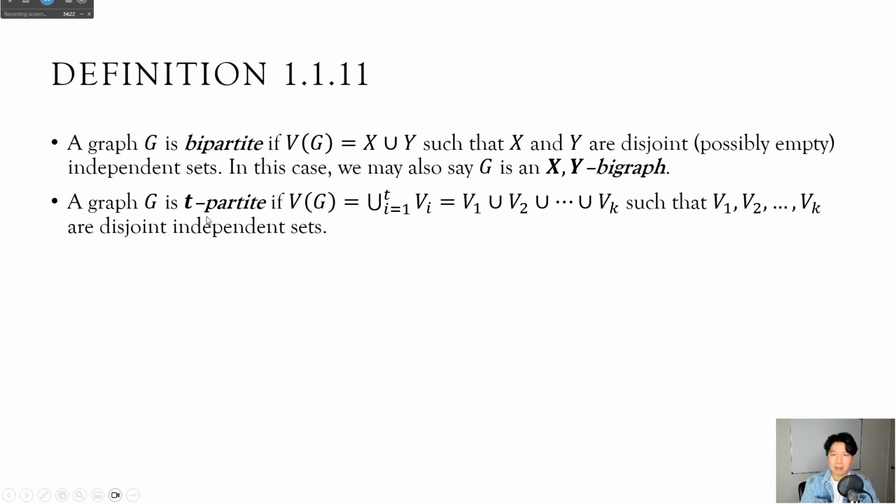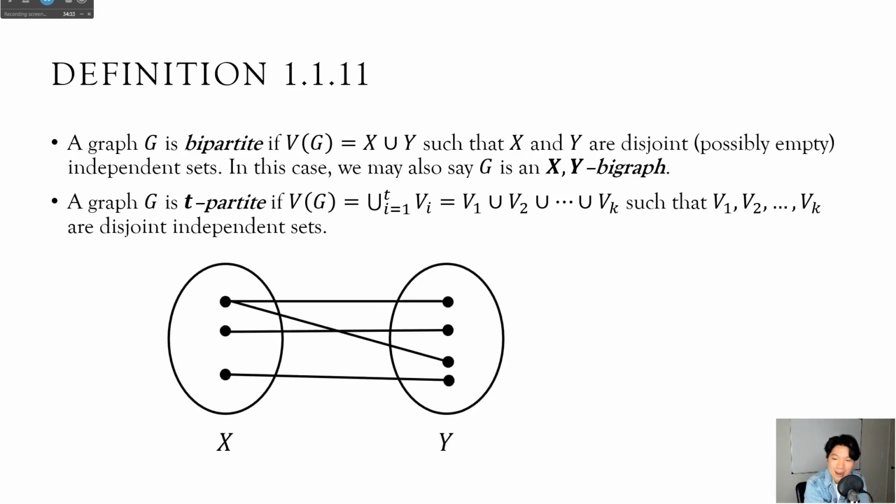T-partite, we're actually using the exact same idea. Instead of 2 independent sets, I can have as many as I want, up to t. So again, just as an example, here I have a graph. X and Y are my vertex sets. Notice that both of these sets are independent. In X, none of these are connected to each other. In Y, none of these are connected to each other. So this graph I have here can be considered bipartite or a bigraph. You can imagine if I added a third set and more vertices, I can have a three-partite graph. So here we have the definition of bipartite.